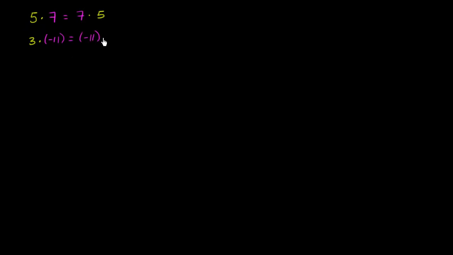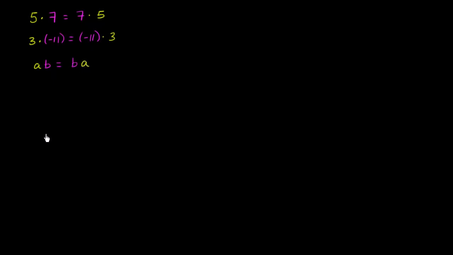And the whole point of commutativity, I can never say it, is that it doesn't matter what order I'm multiplying in. This is the same thing as negative 11 times 3. Or if we wanted to speak in general terms, if I have the scalar a and I multiply it times the scalar b, that's going to be the same thing as multiplying the scalar b times the scalar a.